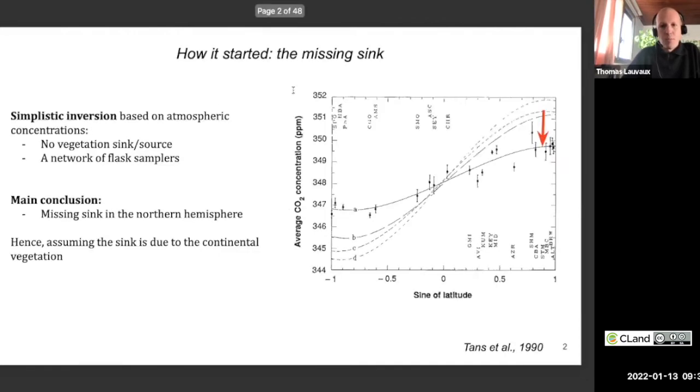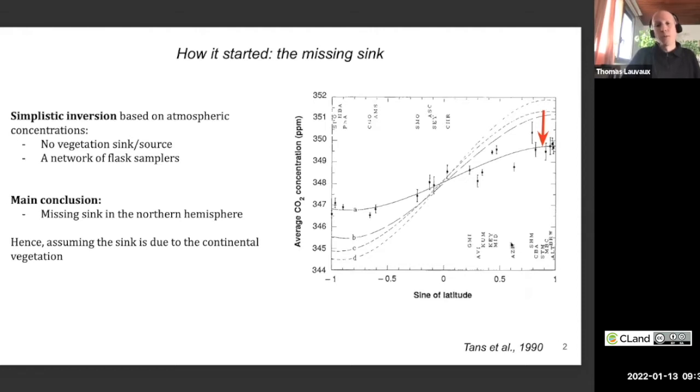I'm going to go backward in time to the late 80s or early 90s, with a key paper that actually started this whole field of atmospheric inversions, I think, in many ways: the identification of what we called at that time the missing sink. The idea was quite smart and quite simple: to collect flask data around the world. You can see these acronyms on the right, which are flask samples.